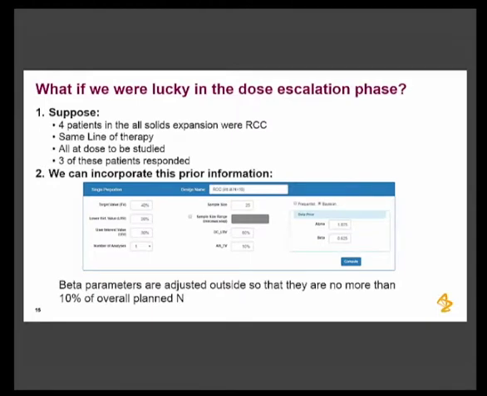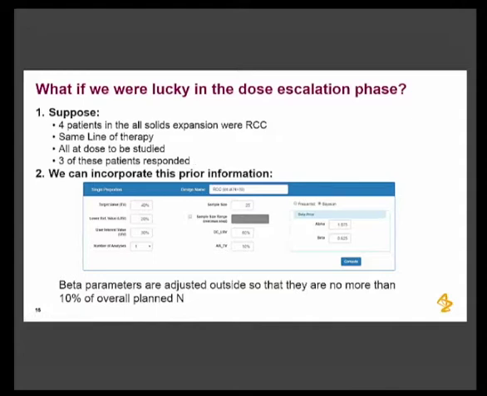So what happens then if we were really fortunate in our dose escalation phase? Say that we wound up with 4 patients in our all solids expansion, which is made up of all solid cancer types, that were actually renal cell carcinoma. Well, we take that information. We have 4 patients in renal cell carcinoma. They're at the line of therapy that we want to treat because that's the way we set up our inclusion criteria. They're all at the dose that we want to study because these are all at the maximum tolerated dose or the recommended phase 2 dose, depending on how you select them.